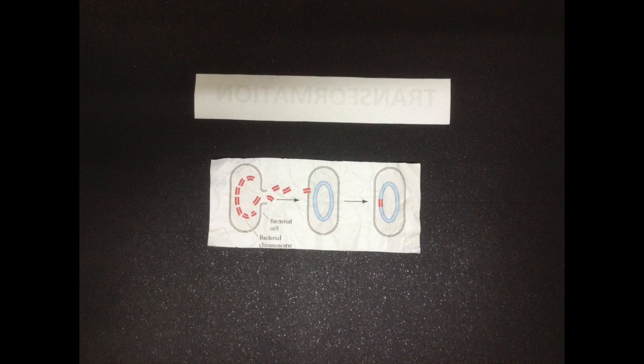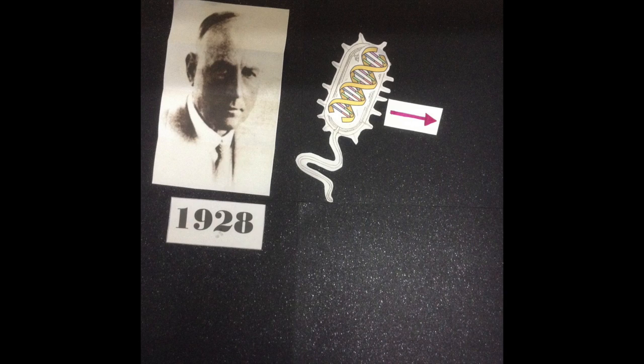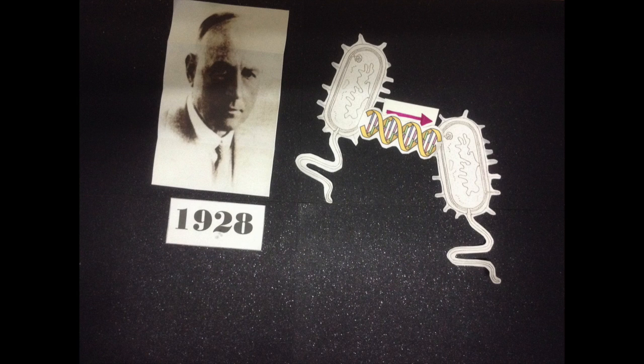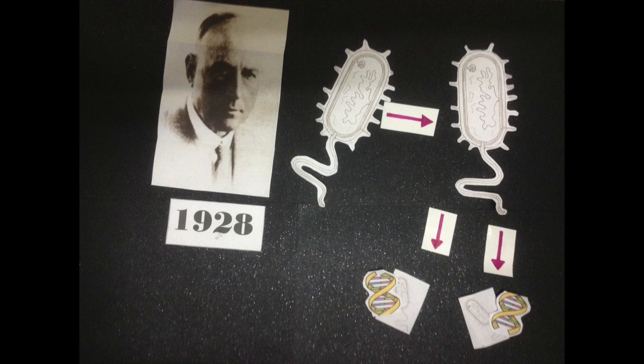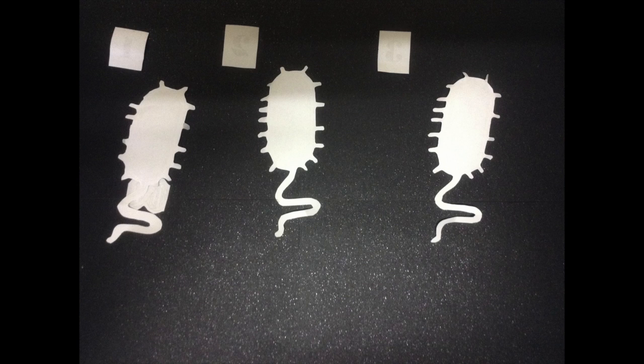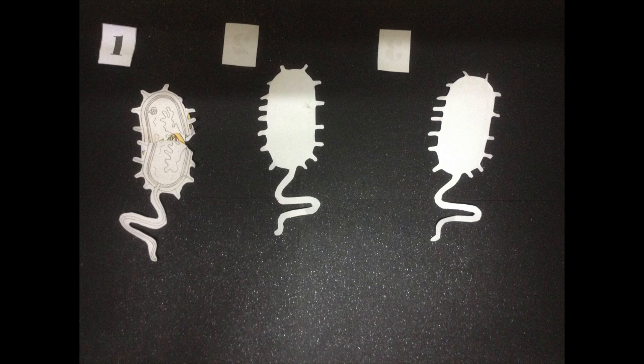Another way DNA can move through bacteria is through transformation. Discovered by Fred Griffith in 1928, transformation is a cell's uptake of a donor bacterium's DNA from the surroundings. It maintains this DNA so it can pass it down to its daughter cells. The process begins when the bacterium lyses and releases its DNA.